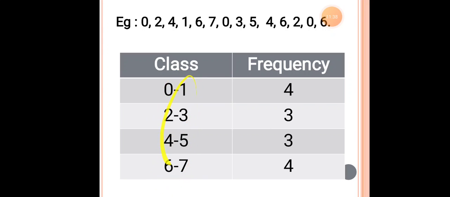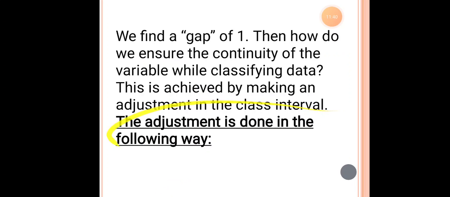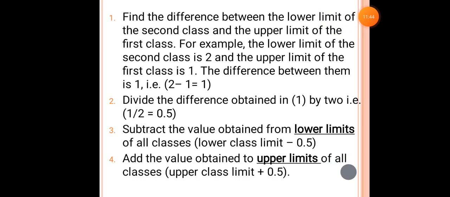As there is no continuity, what should we do? We need to adjust in the following way. First we need to find the difference. We have found the difference, which is 1. After finding the difference, you need to divide it by 2. Why do you need to divide it by 2? Because you have only 2 values taken into consideration.